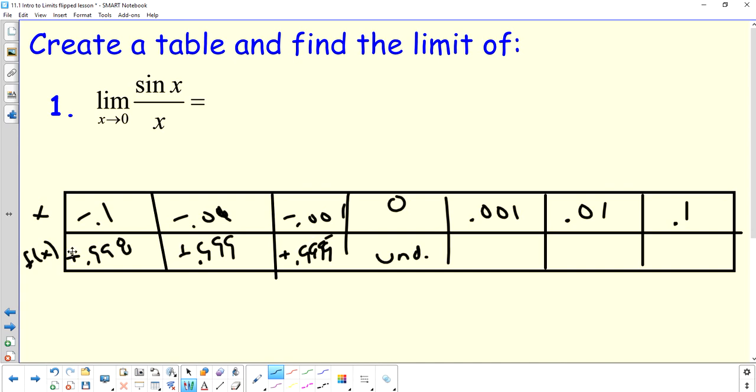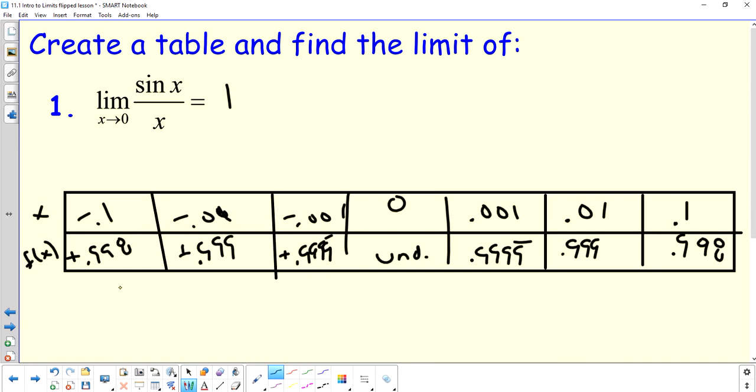And then from the other side, really, I'm going to get the same thing. So 0.999, and we're going to have a lot of 9s here. So you can see that as we approach 0 from both sides, really, we're approaching 1.